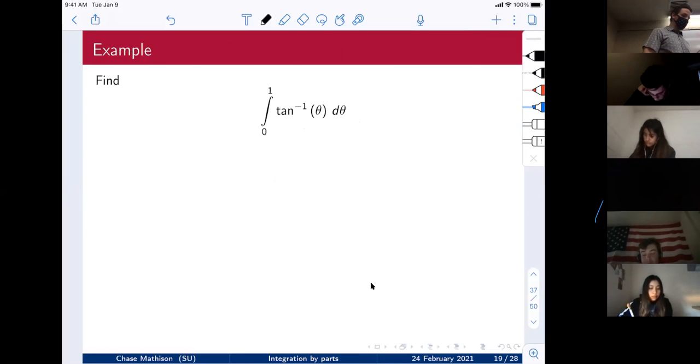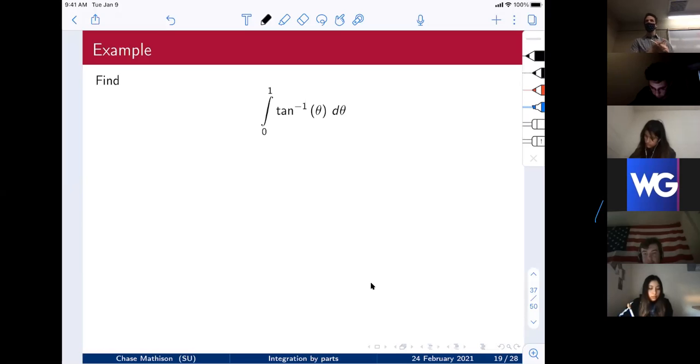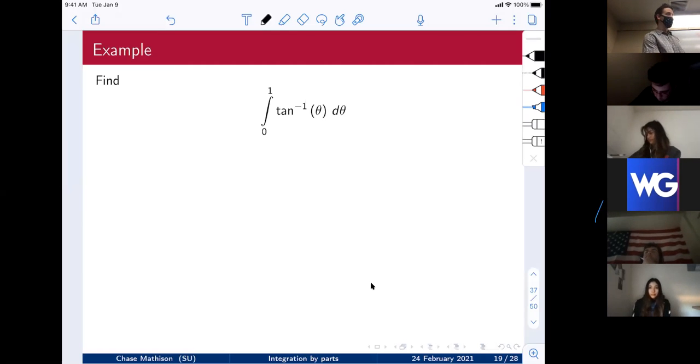So let's dive right in. Let's find the integral from 0 to 1 of tan inverse, or arctan, arctangent, whatever you want to call it, arctangent of theta with respect to theta. Okay. So again, this one might not seem like integration by parts, but it's definitely not a u substitution. There's no composition of functions going on here. So if you ever see an arc trig function, integration by parts is a pretty good bet.